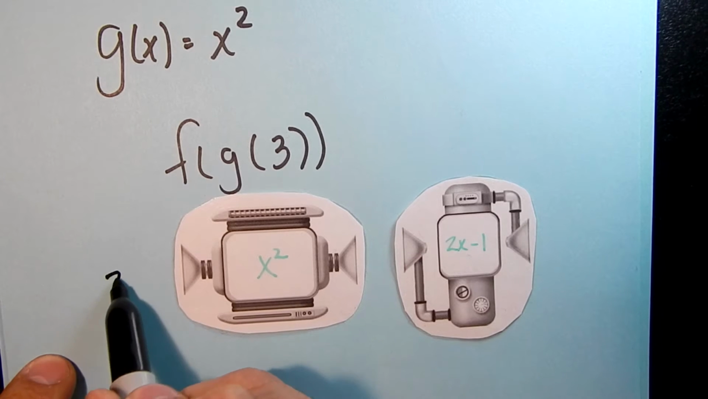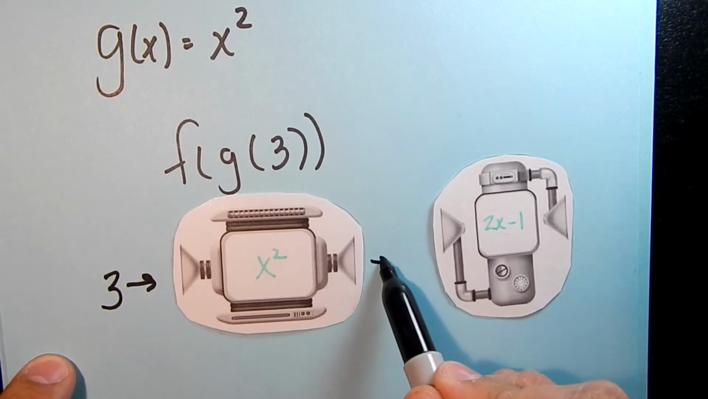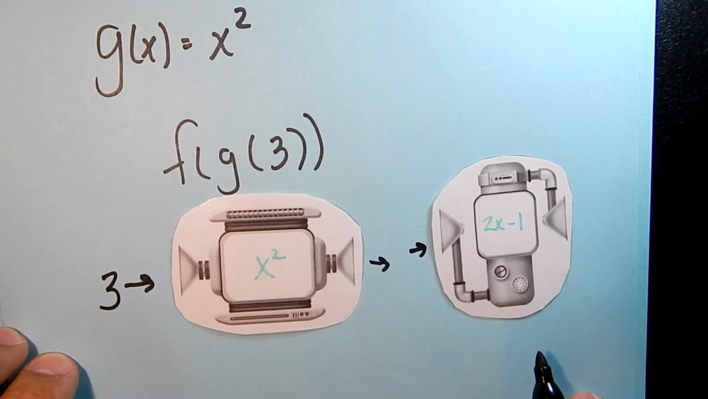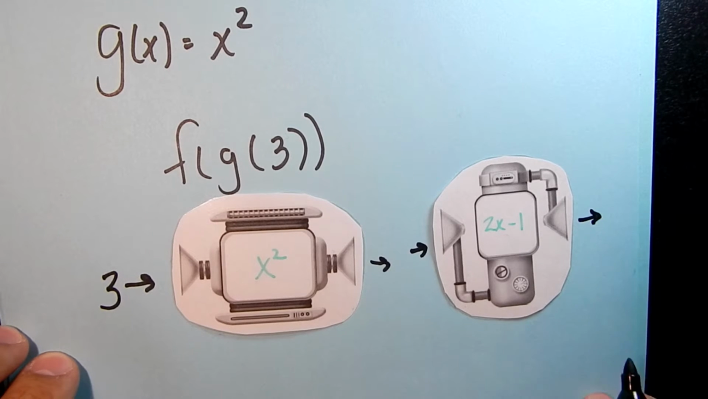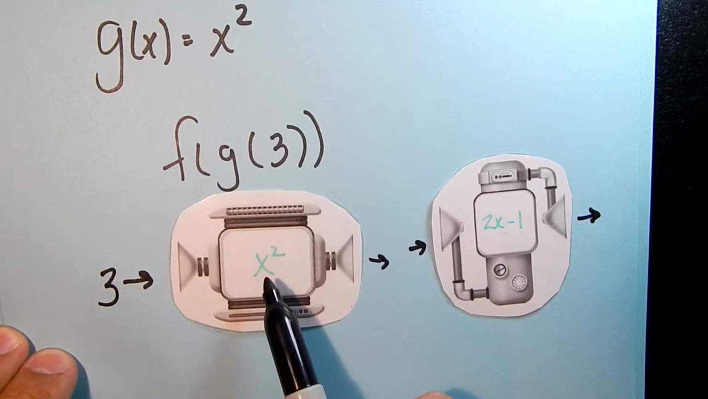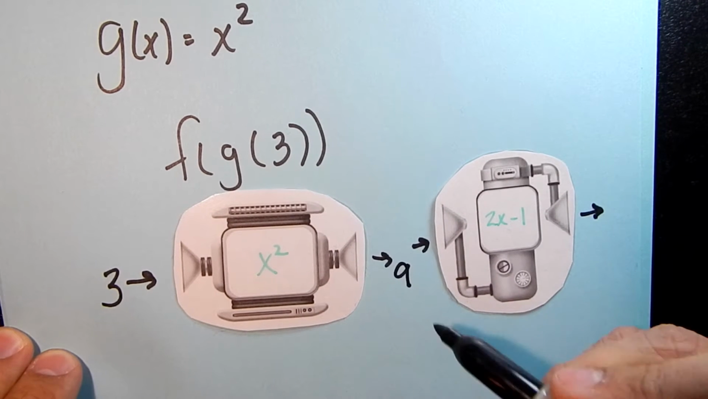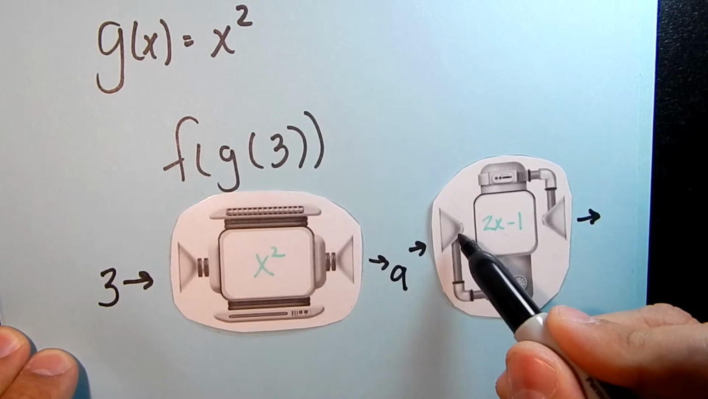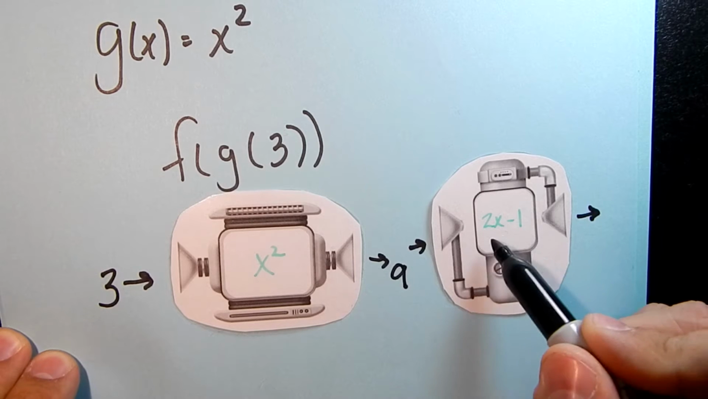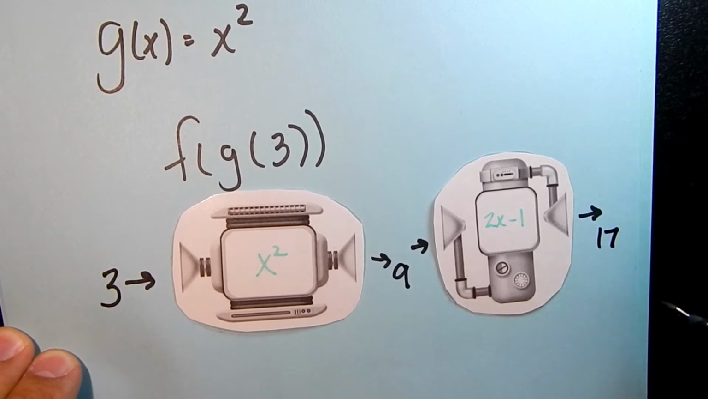So if we put 3 into this function, we're going to get something out, and then we're going to take that number and put it into f. And then we get our ultimate output. So g of 3 is going to be 3 squared, which is 9. So we get 9 out of g, and then we take that output and put it into our f function, which says double it and subtract 1. 9 doubled is 18, and then we subtract 1 to get 17.